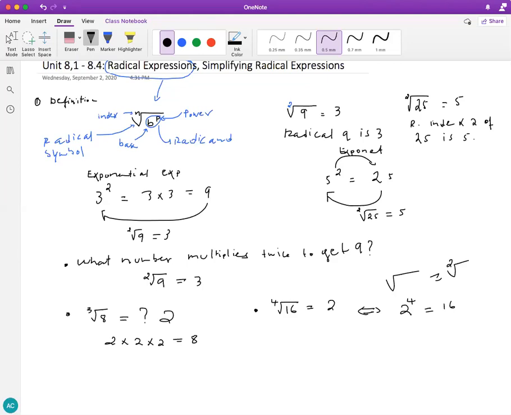Radicals are just the opposite of exponents. One, you may say, increases or multiplies the number. The other one basically just brings you back to that specific number, that specific base that you took and amplified with a power.